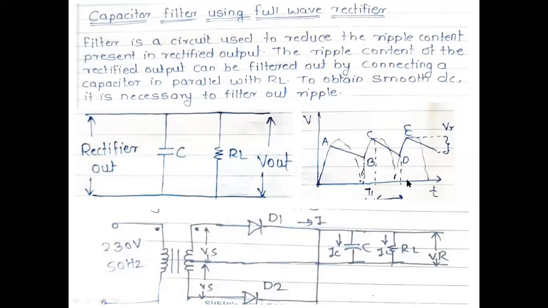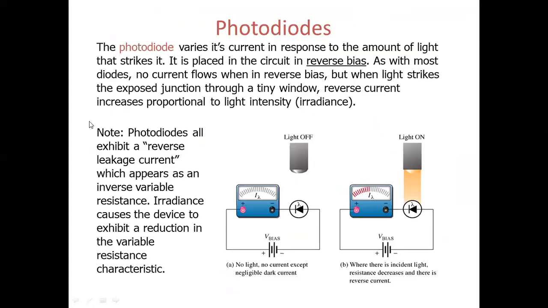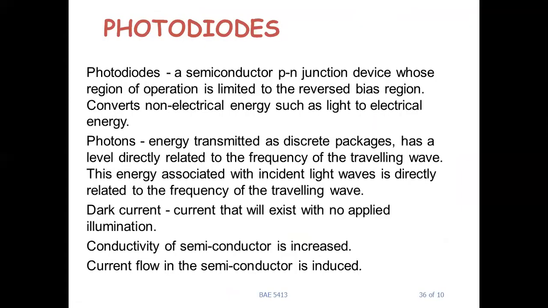Then we will move to the next topic, part 3 of the 5th unit, the last part of the 5th unit, that is called special purpose diodes. We are going to consider three special purpose diodes here. Special purpose means we are not using them for the rectification circuit, but for some other operations.